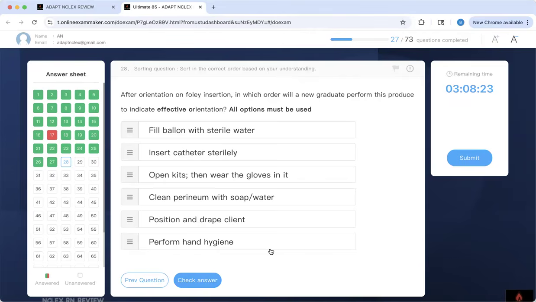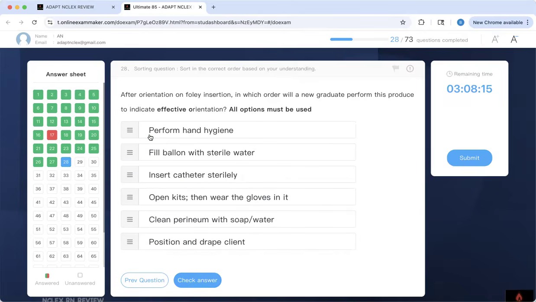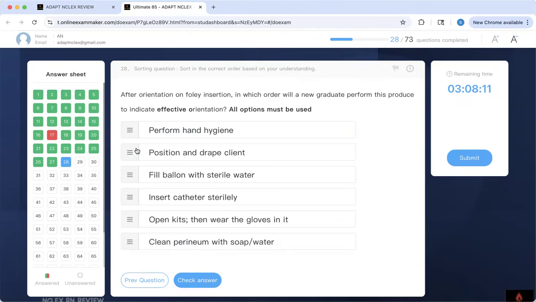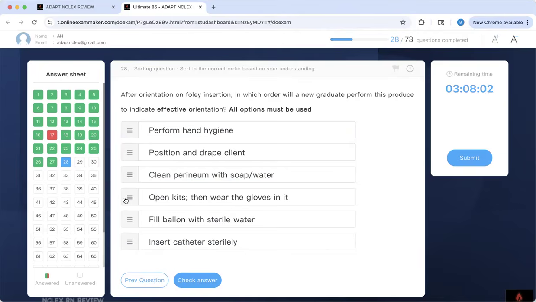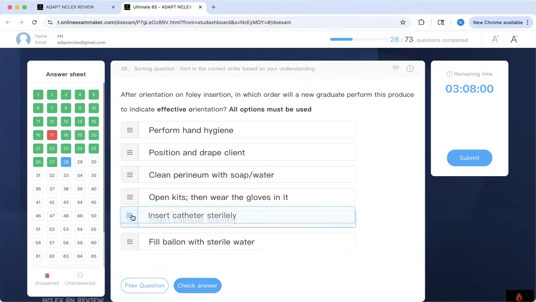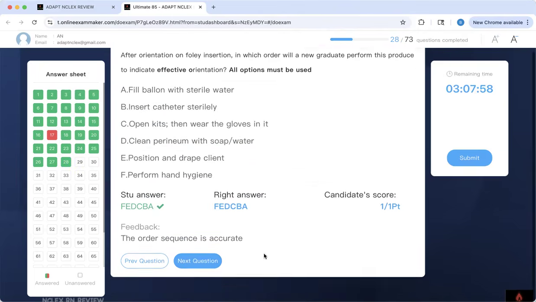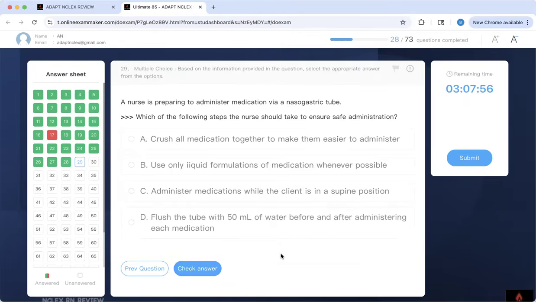What do you think? The first thing we do, we got to perform hand hygiene. Then you got to put the patient in the right position. You got to clean them up. Then you open your kit. Then you insert the Foley and fill the balloon. Straightforward. And next is preparing to administer a medication for what?